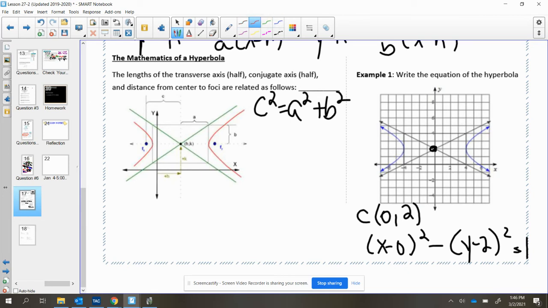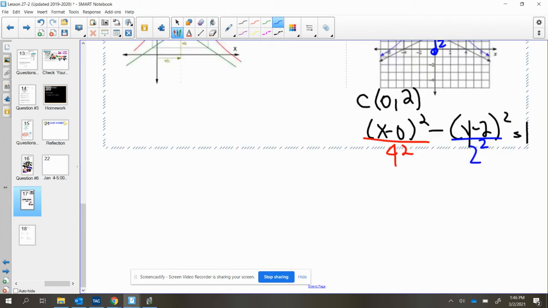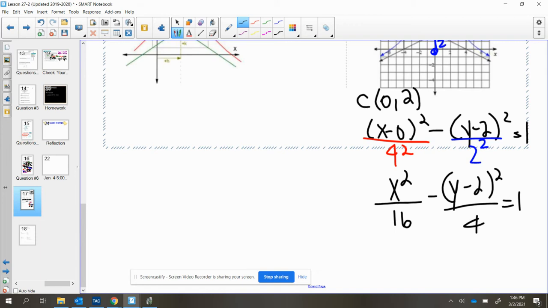Now, the other thing, if we look at the little drawn in box here, our vertices, aka where we're getting parameter A, those are located 4 units to the right or 4 units to the left of our hyperbola. So we would have 4 squared here, and then our B parameter is only 2 units. If we look at the endpoints here, 2 and 2, so B would be 2 squared. So we write this so that it is a little bit prettier. Our final answer, we have x squared over 16 minus y minus 2 squared over 4 equals 1.